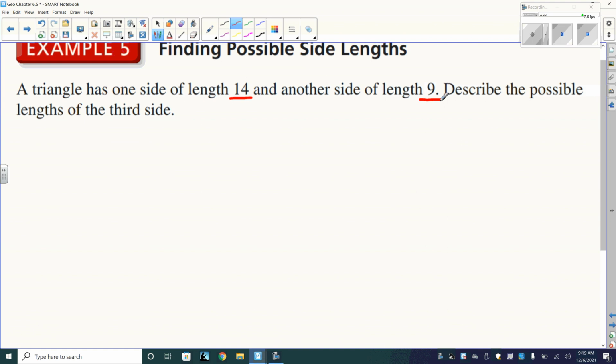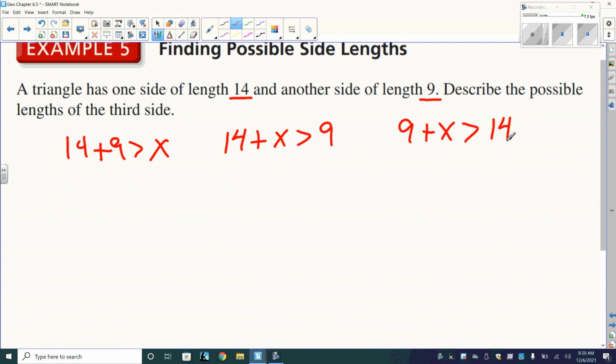Now, as the theorem stated, whenever we add the three side lengths together, two of them should add together to be bigger than the third, yes? So we know for certain that 14 plus 9 is going to be greater than x, yes? Because that's one of the ways that we can do it. But we could also have 14 plus x be greater than 9. And 9 plus x has to be greater than 14. Because no matter how we add them together, any two side lengths added together has to be greater than the third side, yes?